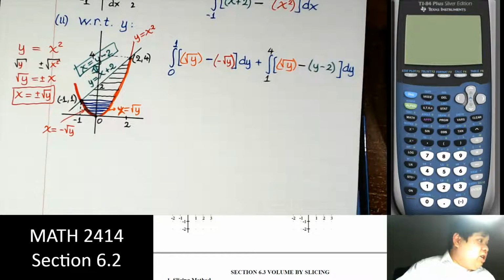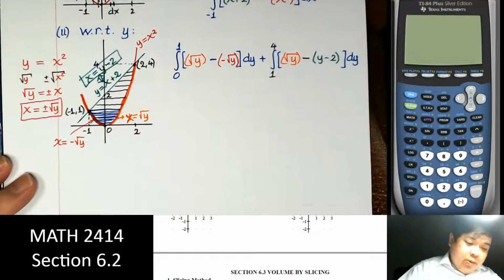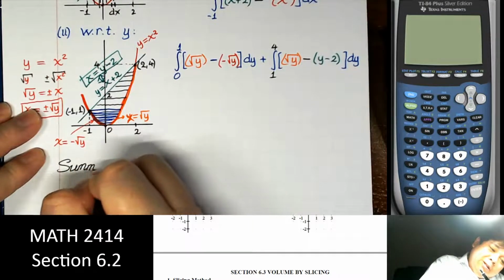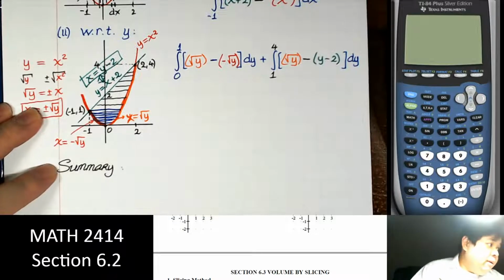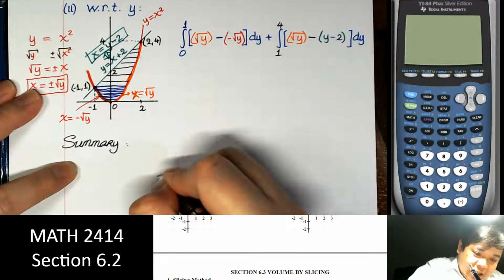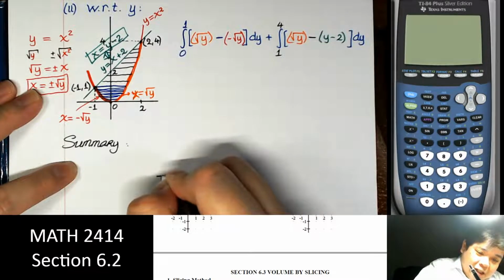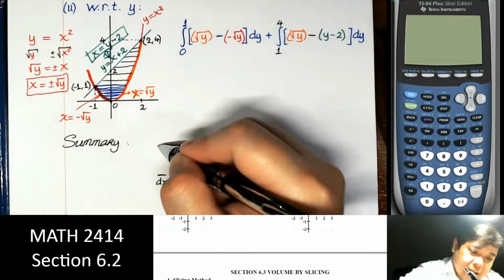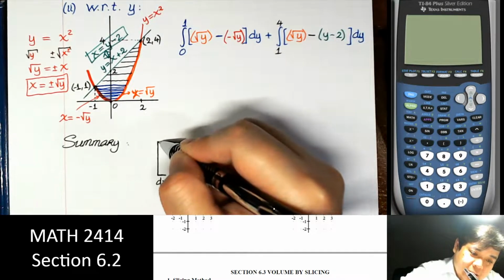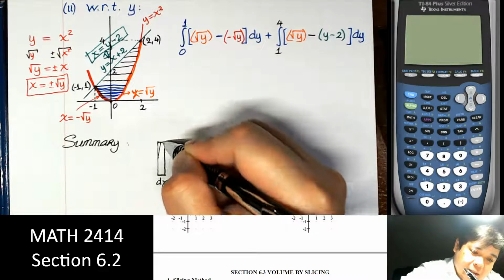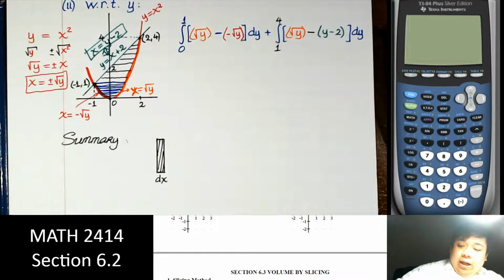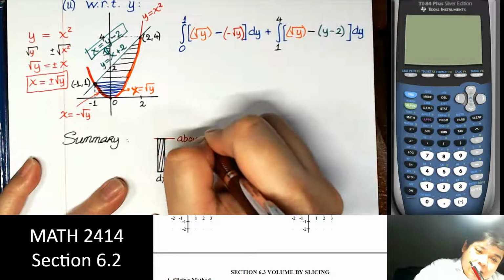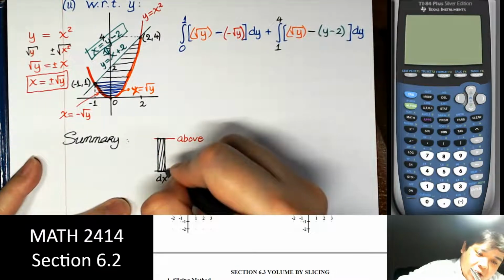Yeah, before we go to the next section, I just want to do this pretty quick. So, let's do this summary, maybe it helps. If we're talking about dx, of course the x-axis is horizontal, right? This has to be the function above minus the function below.